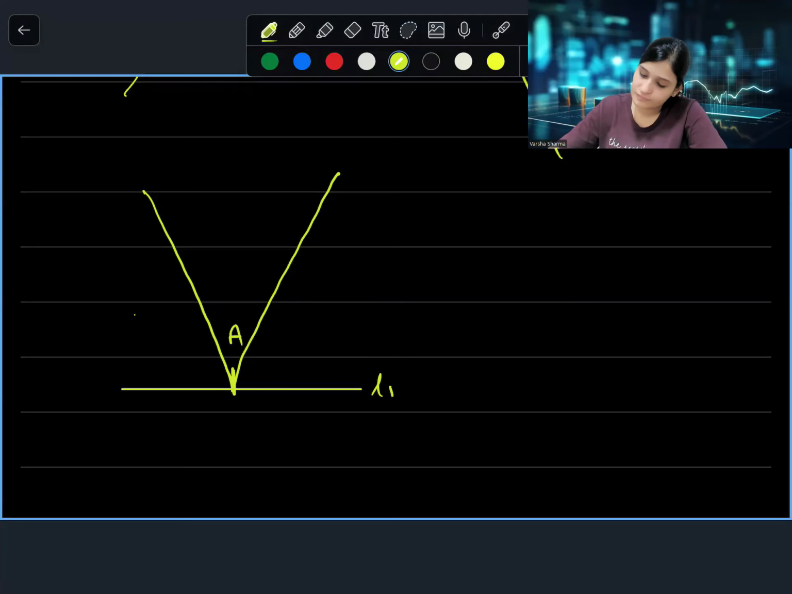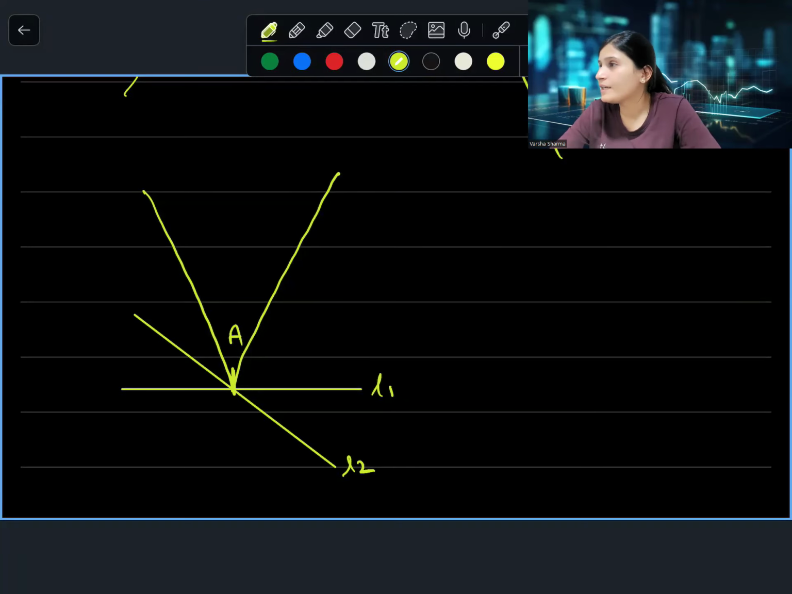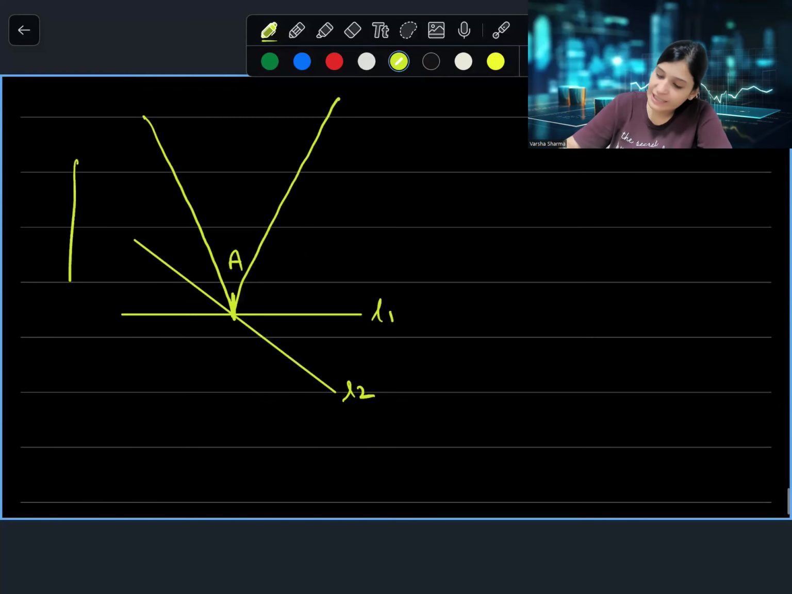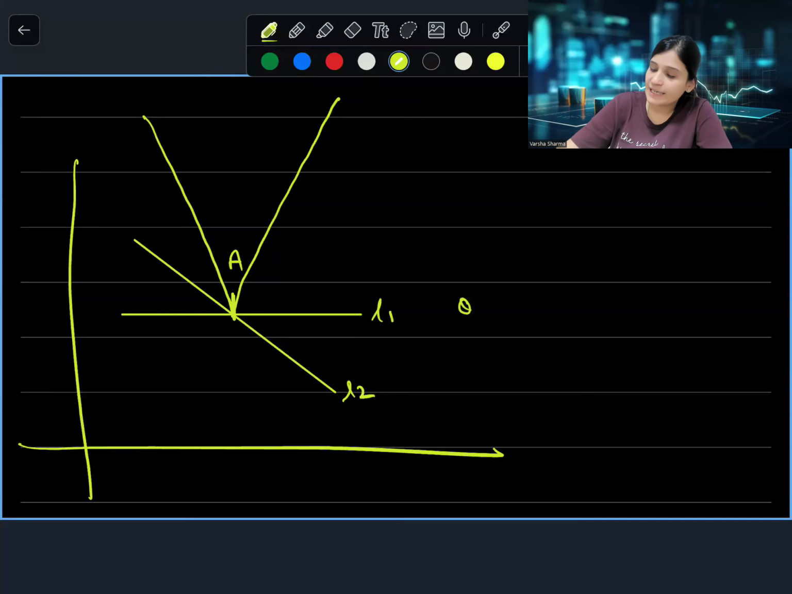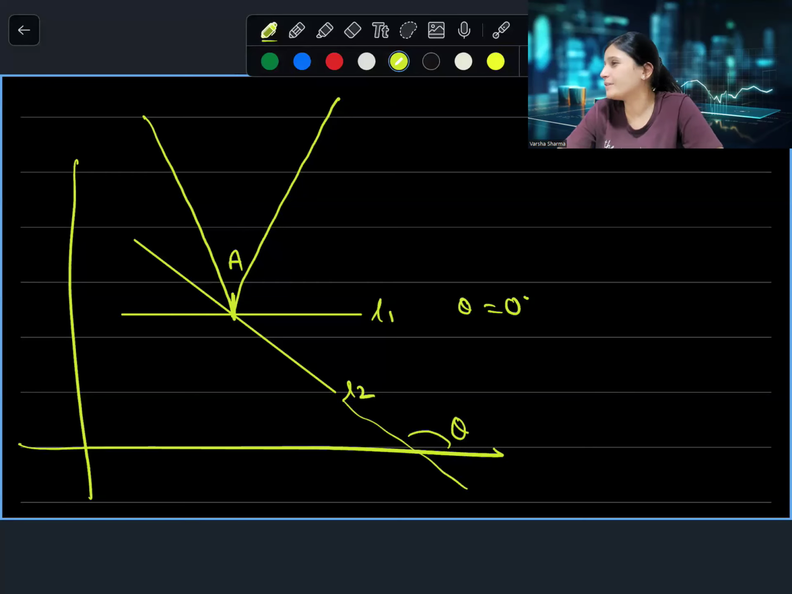And L2, is this a tangent? Again, it cuts the curve at only one point. Forget everything else. This is making an angle of 0 degrees. The other will make an obtuse angle, 120, 130 degrees kind of a thing. Can they have the same slope? One is tan 0, one is tan of an obtuse angle. So they have two different slopes. How can they have the same property?